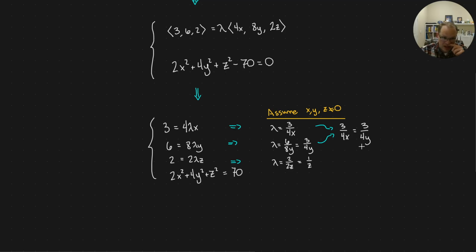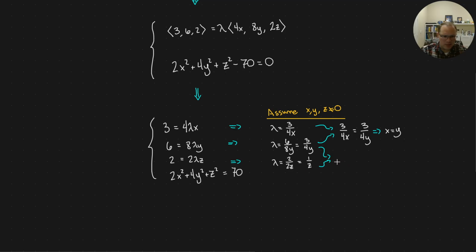I'm going to multiply 4y and 4x to the other side and divide by 3. You can probably see I'll get x equals y. Okay, so if x, y, and z are not 0, then x has to equal y. Okay, now let's look at these 2, put them together.